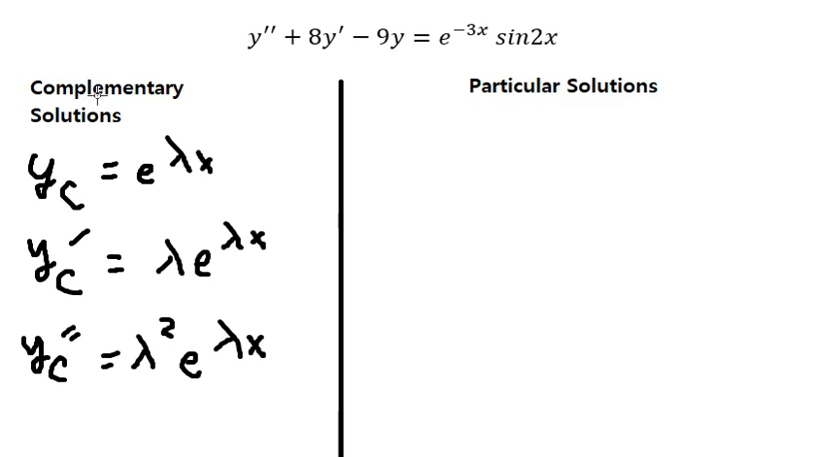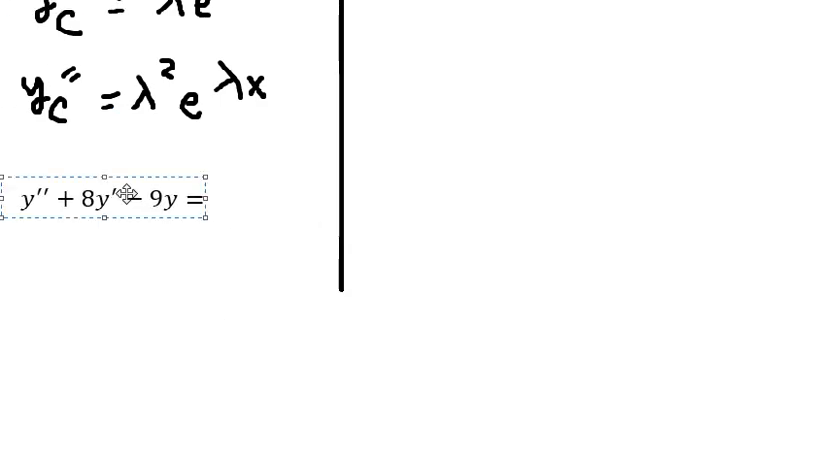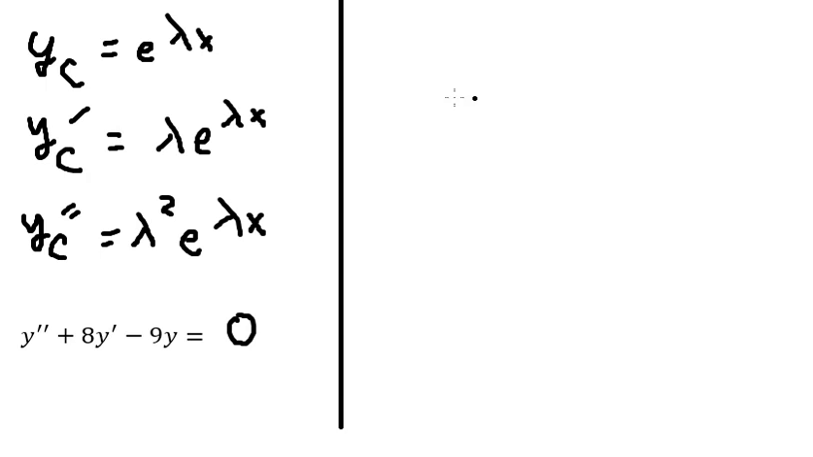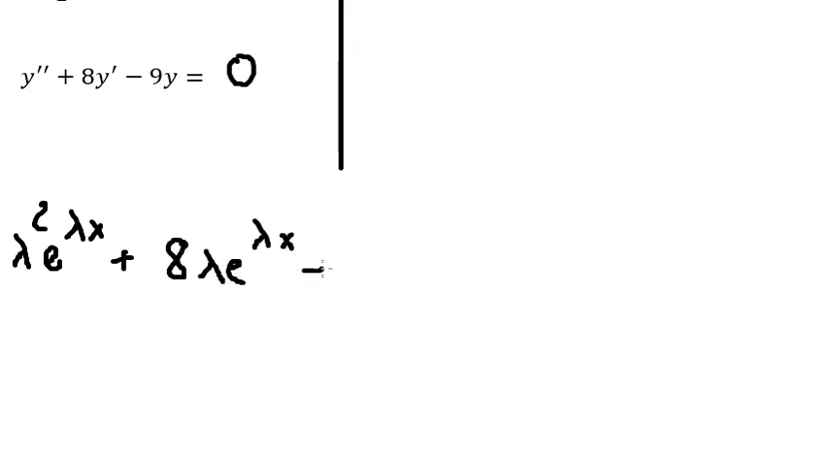because this is about complementary solutions, this one equals number 0. Now, I will put this one here, this one here, and this one here. So we have lambda square e to the power of lambda s plus 8 lambda e to the power of lambda s, and the next one negative number 9 e to the power of lambda s.